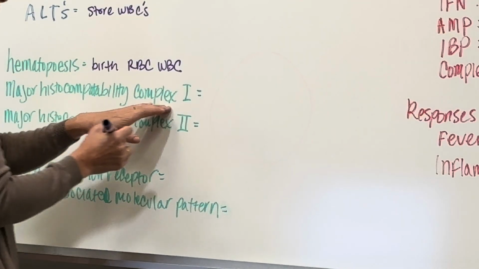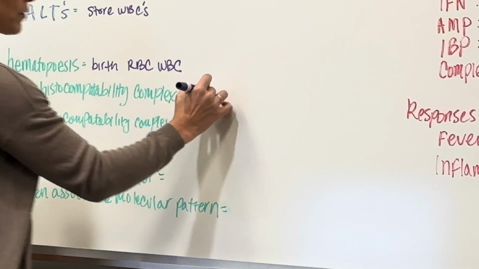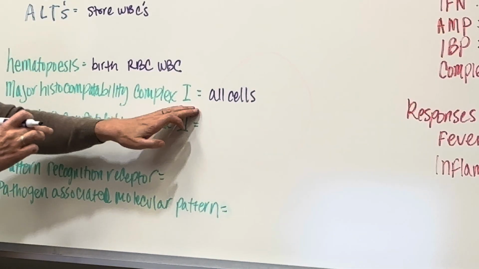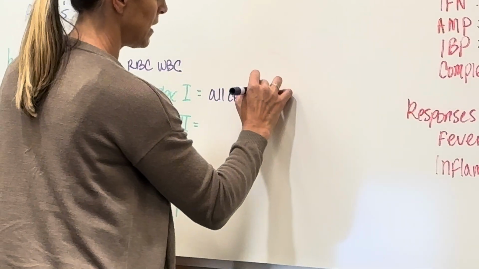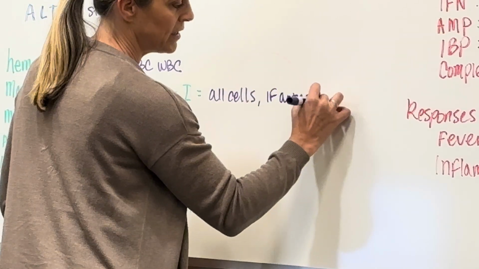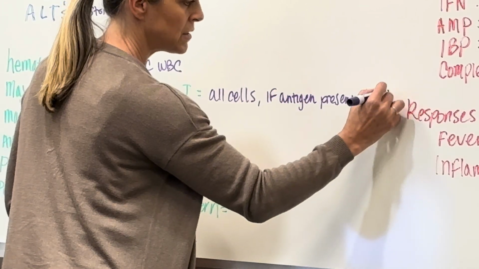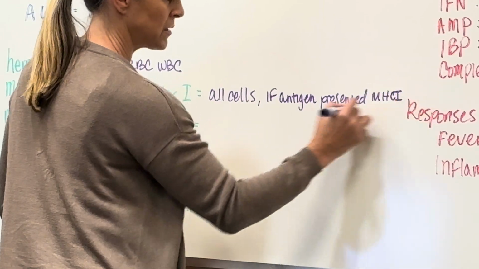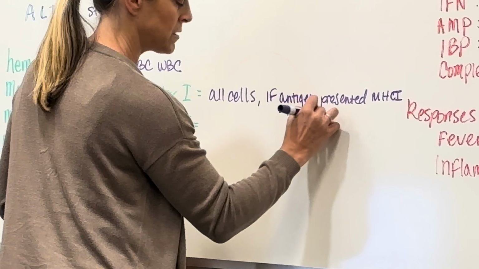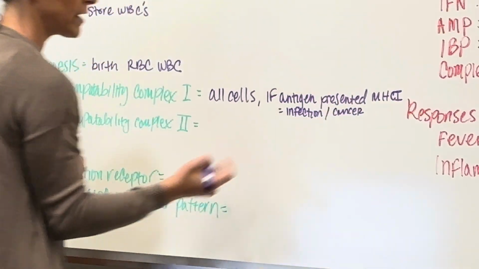Major histocompatibility complex 1, who has that? Everyone. All cells have MHC1, and if an antigen is presented on an MHC1, what does that mean? It means it's infected. Infection inside, or cancer. Something's wrong on the inside of the cell.